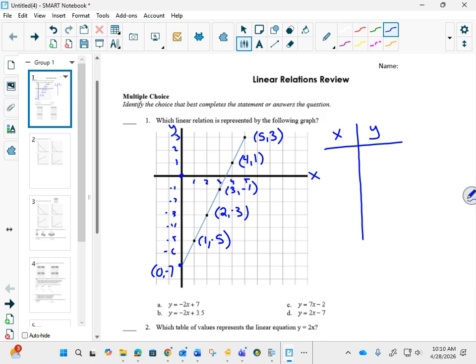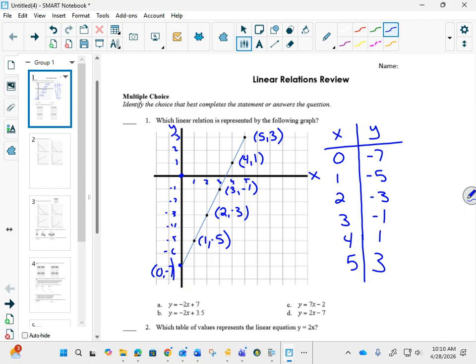So my table of values has these points. 0 and minus 7, that's the first point. 1 and minus 5. 2 and minus 3. 3 and minus 1. 4 and 1. 5 and 3.